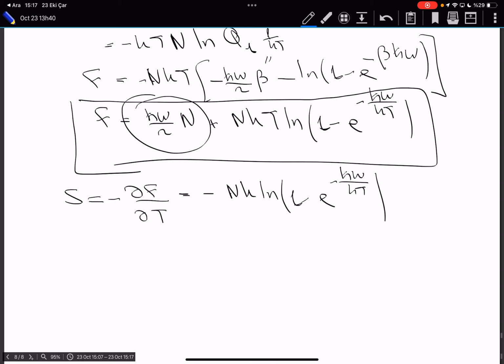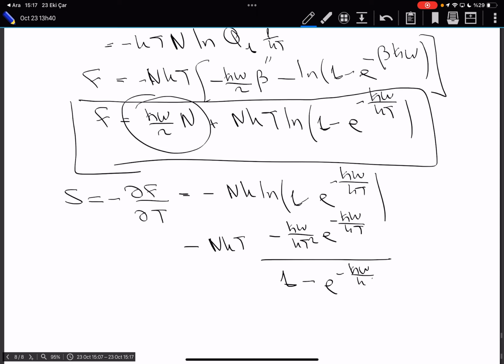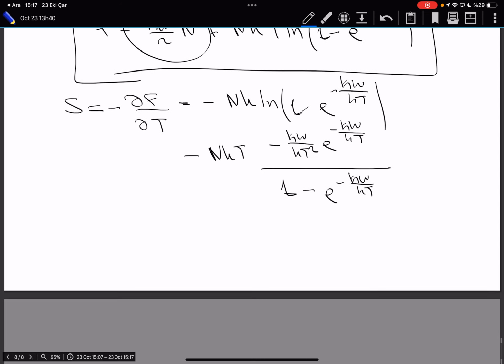This is from the derivative of the overall T. And minus nkT, now I'm taking the derivative of the temperature. That will be minus h bar omega over kT squared, e to the power minus h bar omega over kT, divided by 1 minus that exponent. Yeah, if you like, you can simplify it further.